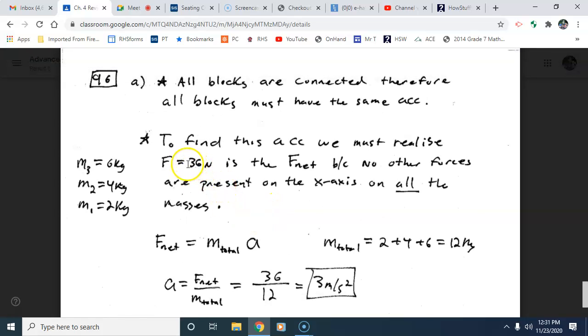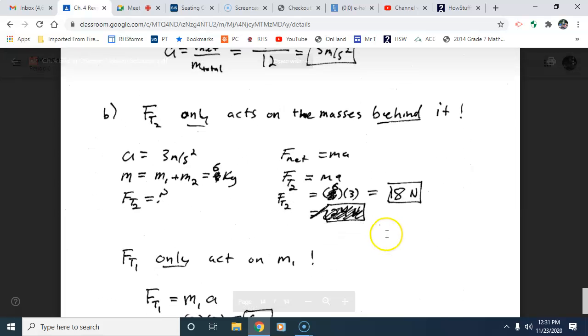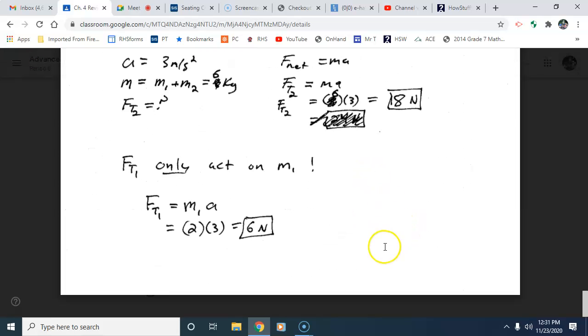The front tension was the most. That was the given one, the 36 newtons, what we called the overall net force on all of them in the first place. And it drops from there because each string pulls on less and less behind it.